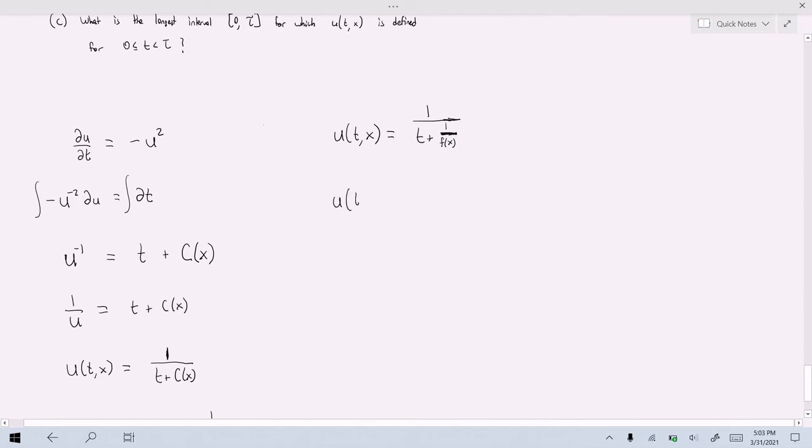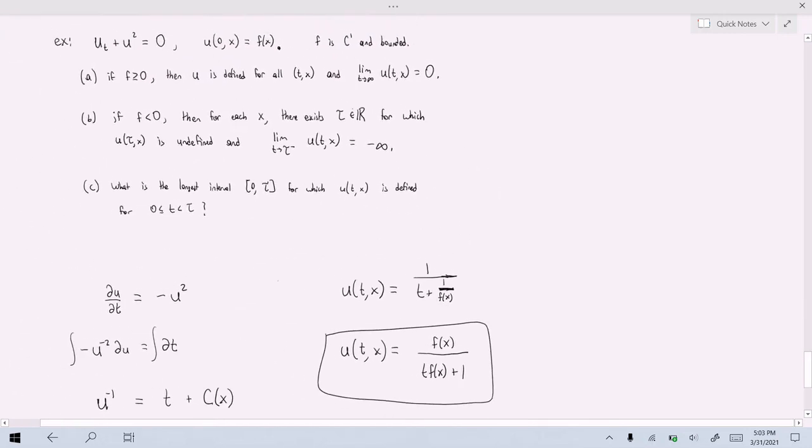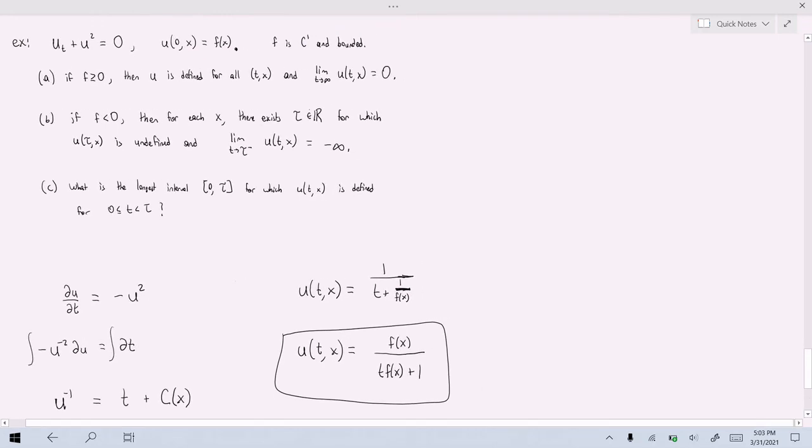And to simplify this, if you just multiply numerator and denominator by f of x, multiplying the denominator by f of x will give us t f of x plus 1, okay? So that is the solution to our initial value problem. And now we can use it to answer parts A, B, and C.